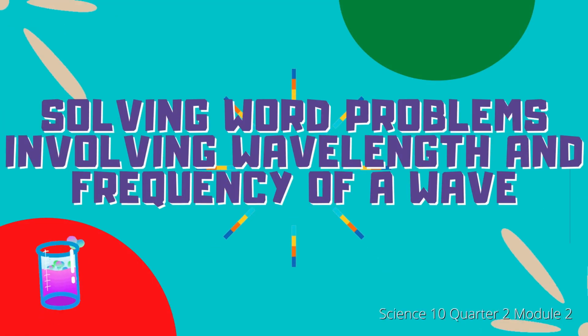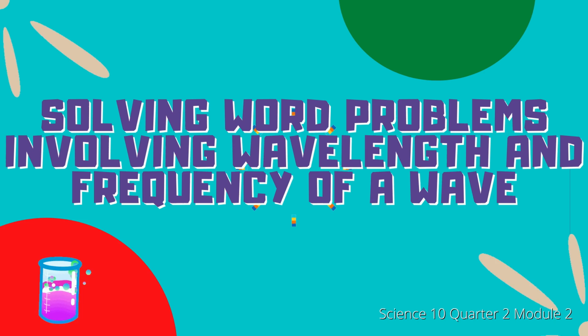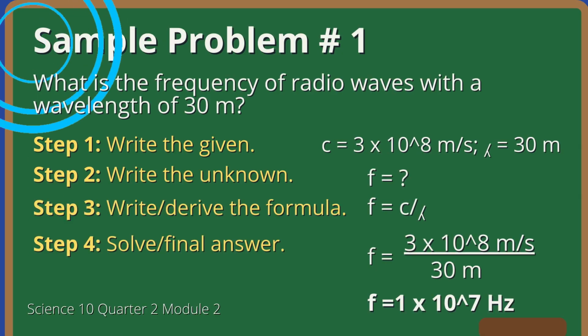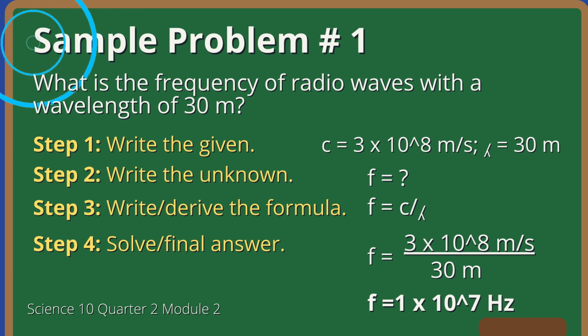Presenting solving word problems involving wavelength and frequency of a wave. Sample problem 1. What is the frequency of radio waves with a wavelength of 30 meters? Step 1. Write the given. c is equal to 3 × 10⁸ meters per second, and that's the speed of light, and lambda, which is the wavelength, is 30 meters. Step 2. Write the unknown. f is equal to blank. Step 3. Write or derive the formula. The formula that we are going to use is f is equal to c divided by lambda.